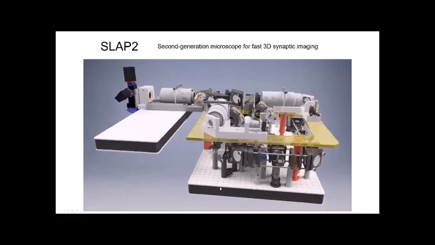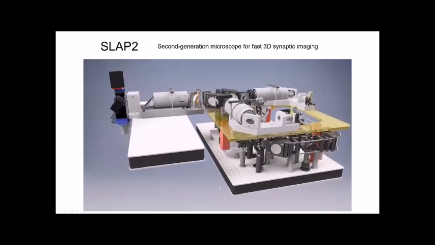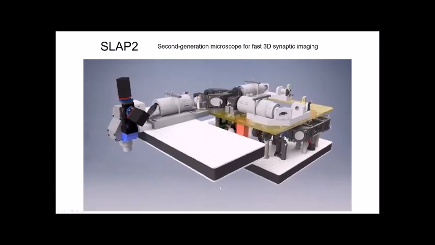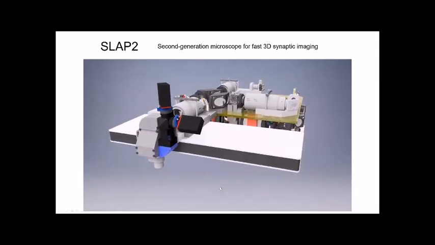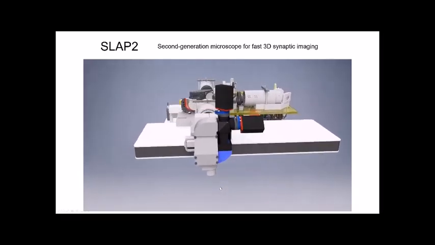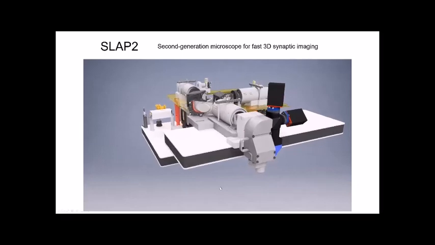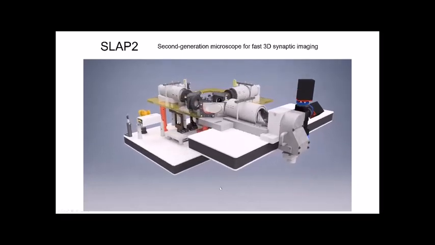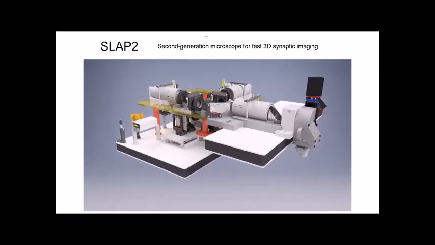Okay, so to that end, we've been developing a microscope for in vivo synaptic imaging, for imaging 3D arrangements of synapses at very high resolution at very high speed. That microscope is called SLAP2. Someone has sent the bioRxiv paper to everyone. It has some pretty cool and unique features that I want to talk to you about today.